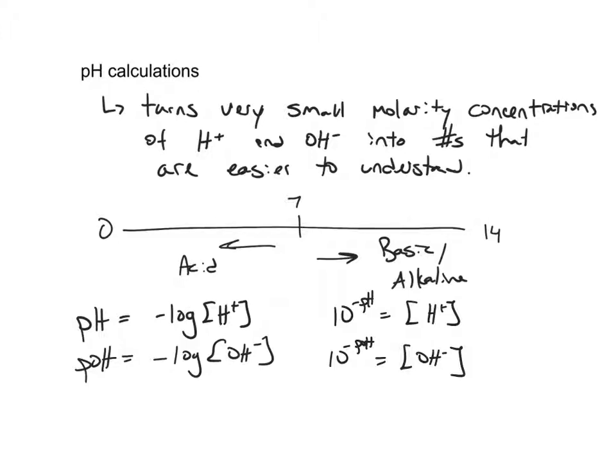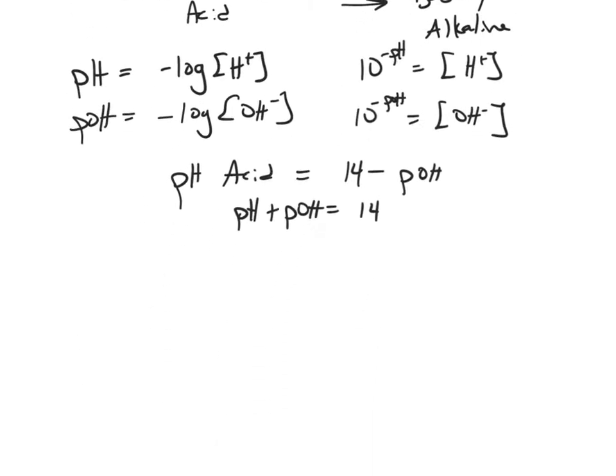And as you might have deduced from our conversation about the Ka and Kb values of acids and conjugate bases, the pH of an acid is equal to 14 minus the pOH of its conjugate base. So in other words, if you take the pH of an acid and add it to the pOH of its conjugate base, it always will equal 14. Now with that being said, let's take a look at a couple of basic practice problems.